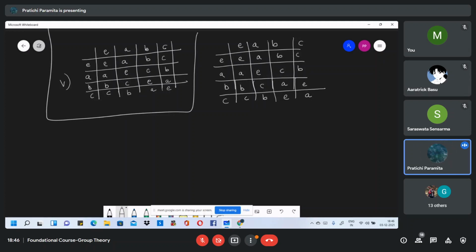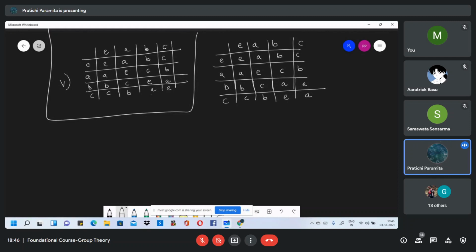Any element is the inverse of itself. That is why A² is E, B² is E, C² is E. Again, if I perform the group operation on any two non-identity elements, I'm going to get the third non-identity element. So AB is C, AC is B, BA is C, BC is A, CA is B, and CB is A.